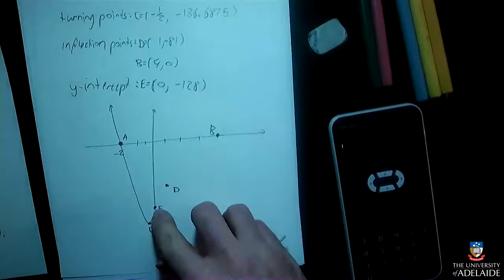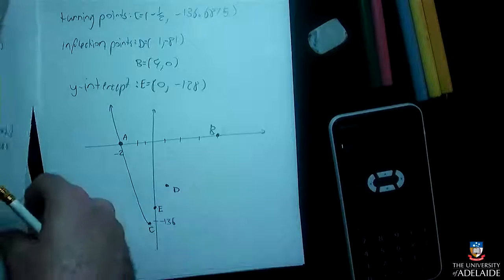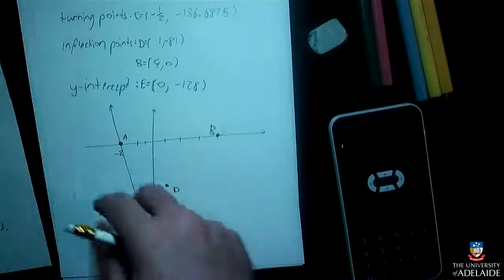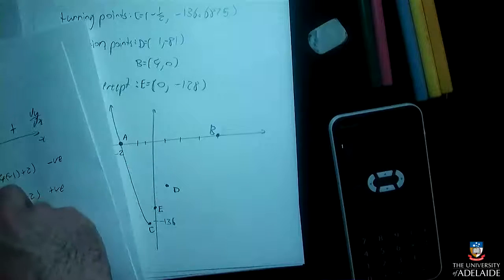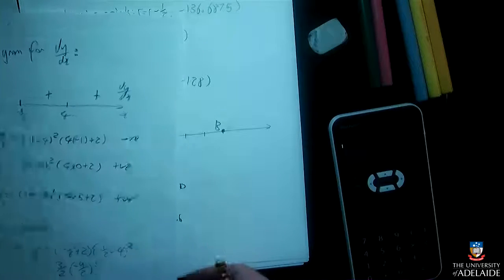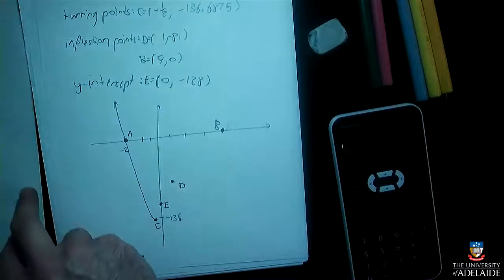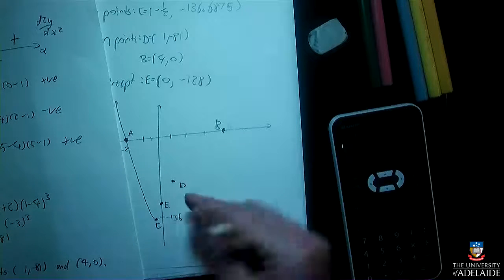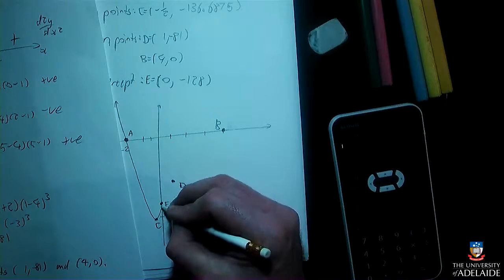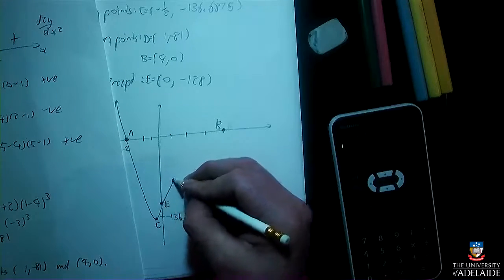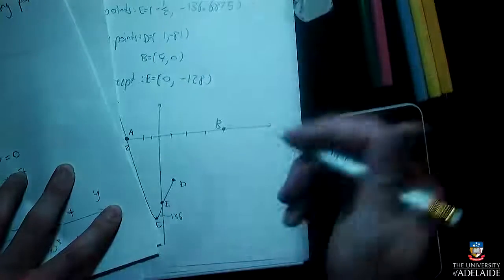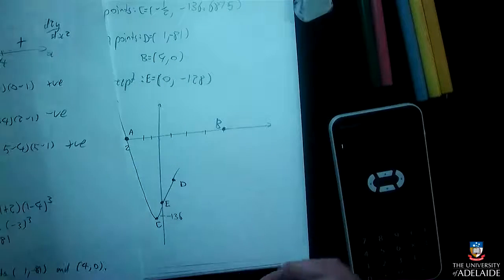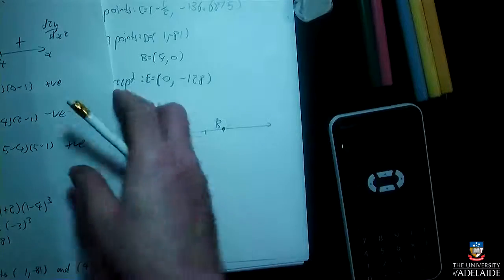And then between C and E, so after this turning point, it is increasing, and we're not up to 1 yet, so it's still concave up. And D is the place where it stops being concave up and starts being concave down. So it's going to go like that way. Okay.